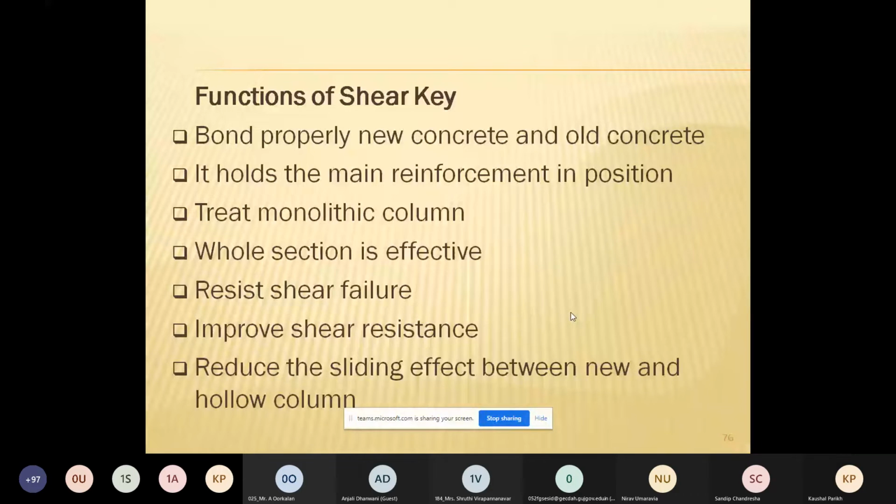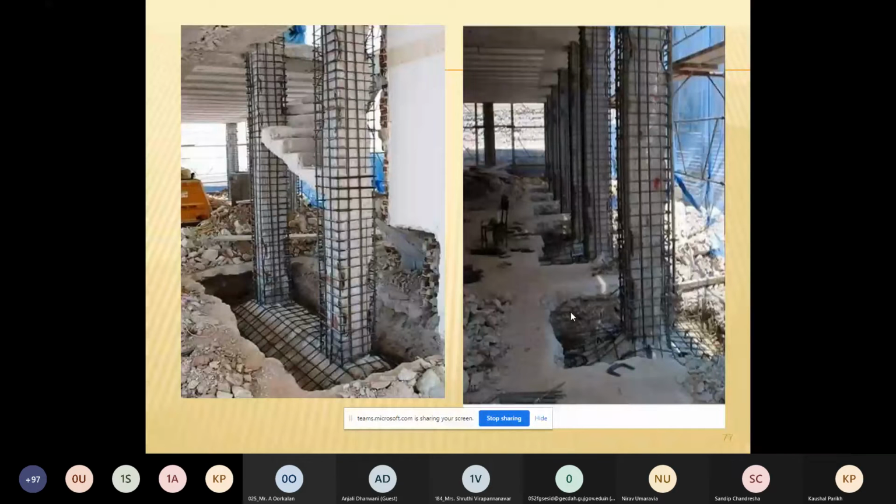There are certain images for the jacketing of the column as well as the foundation together, which have been shown over here. Frequently, one term I'm going to use: provide the reinforcement throughout the slab, do not cut the reinforcement near the column. Now, another image is for the typical column jacketing.